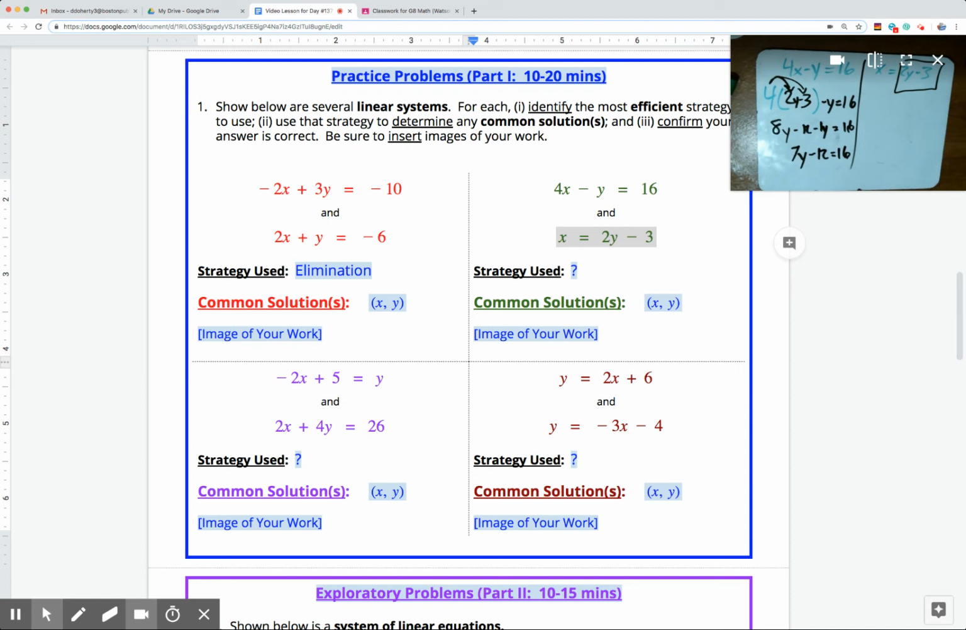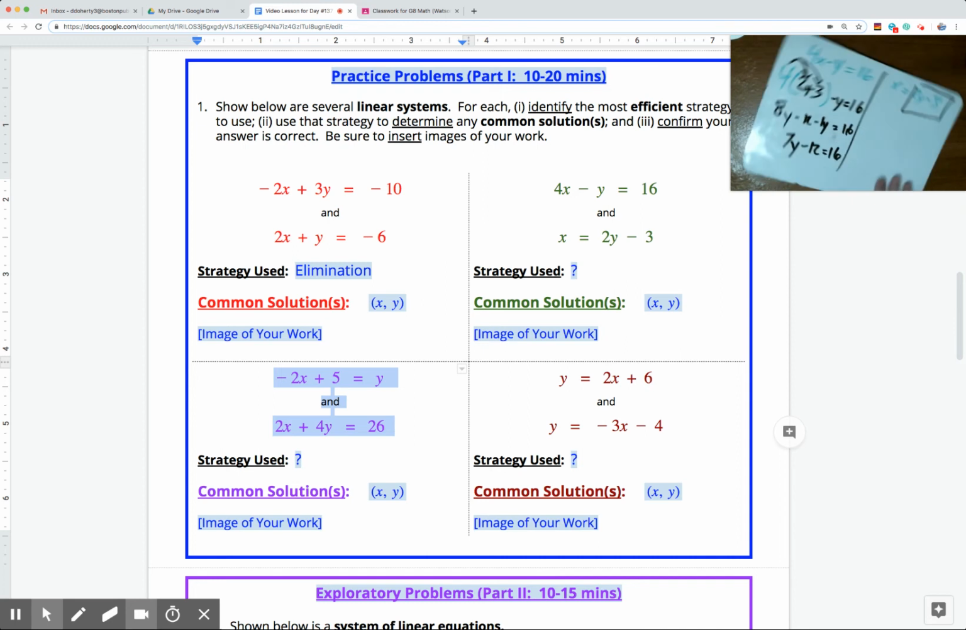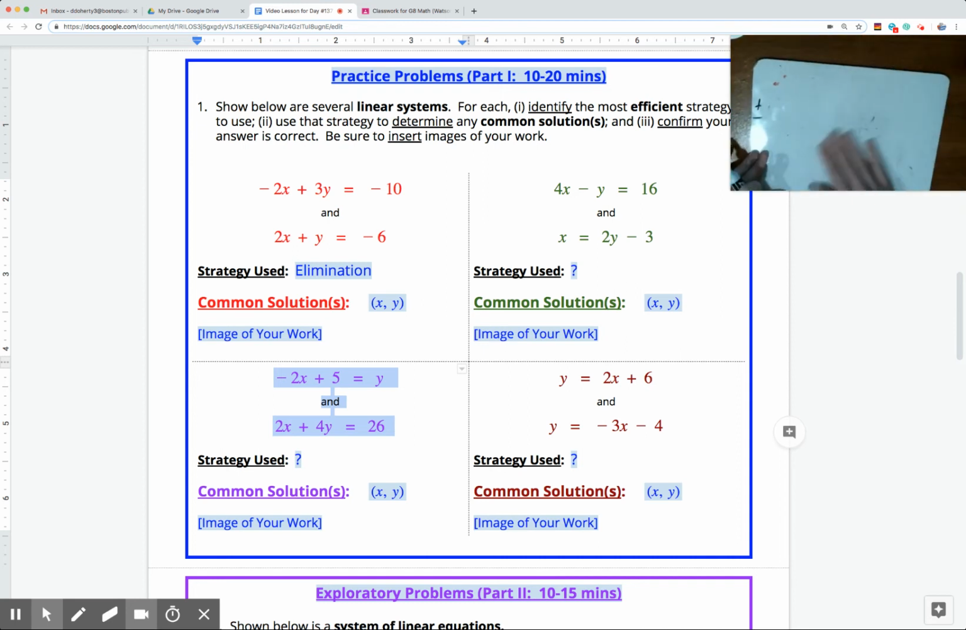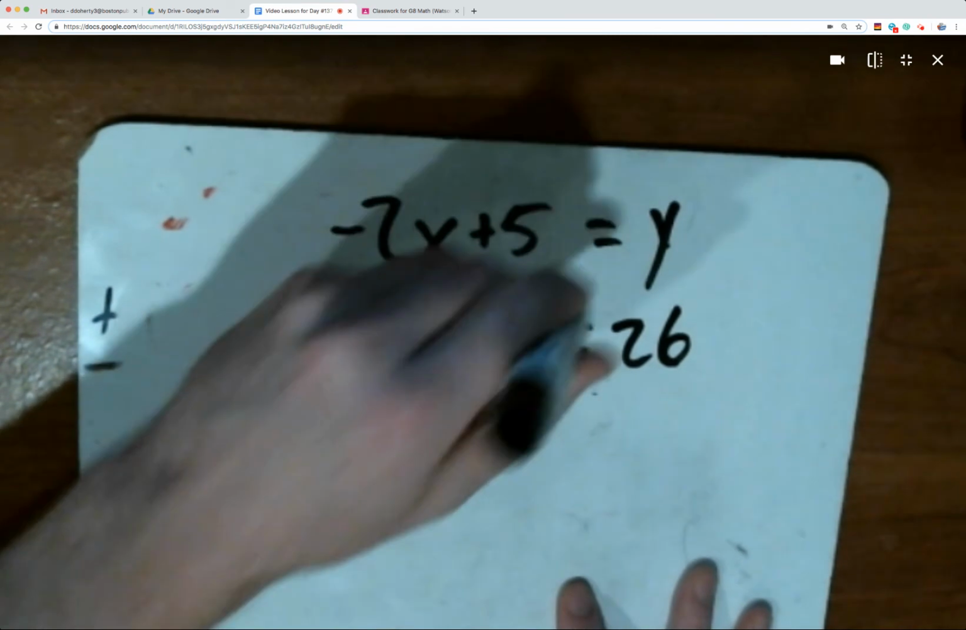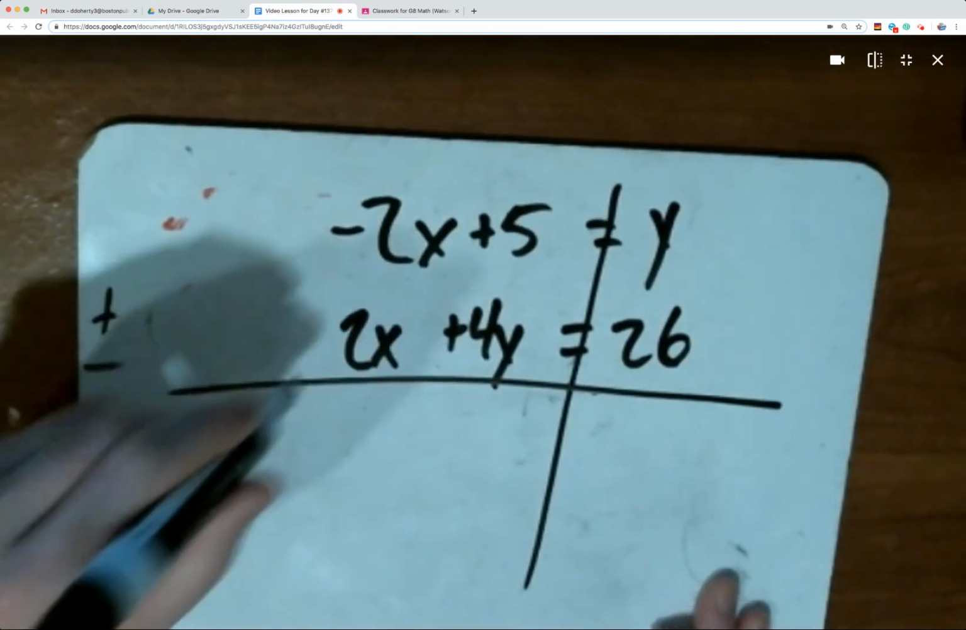The third linear system we were provided with in purple, hopefully you recognized, again, similar to the red linear system, we have a negative 2x and a positive 2x. Those would eliminate each other. But the challenge for this linear system for some of you may have been when I stacked these equations up to eliminate the x's: negative 2x plus 5 equals y, and 2x plus 4y equals 26.